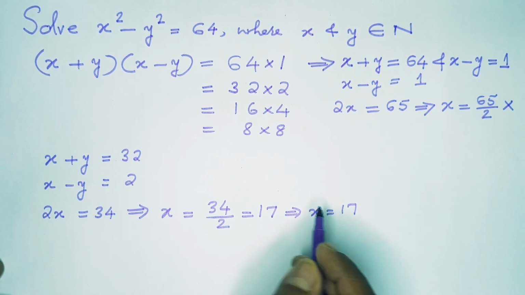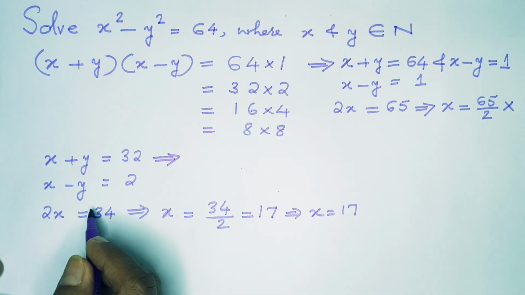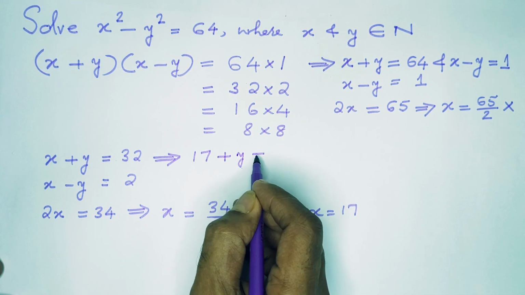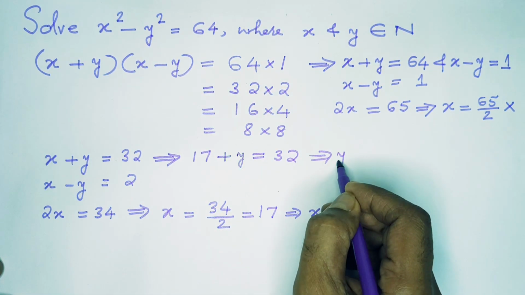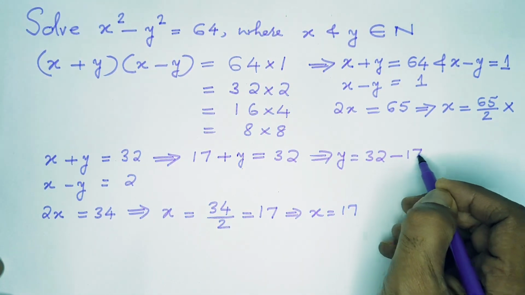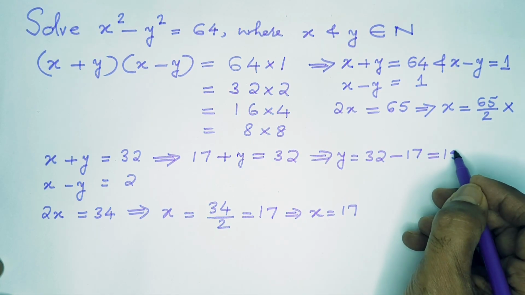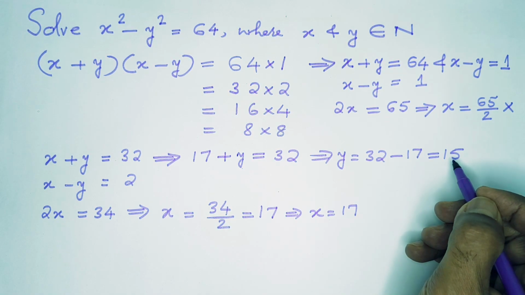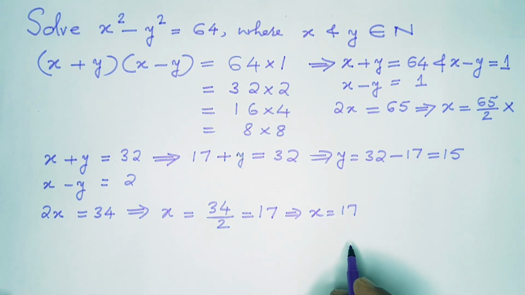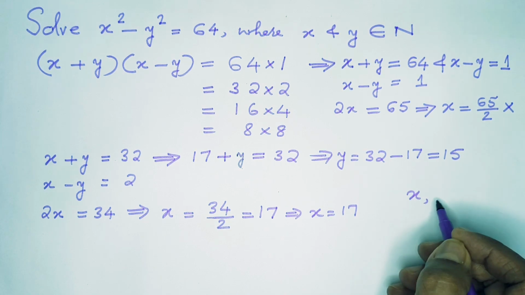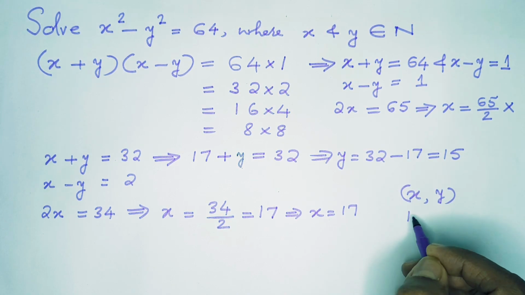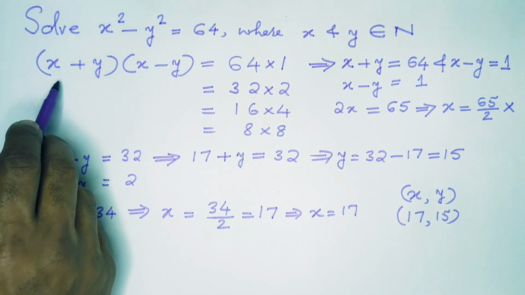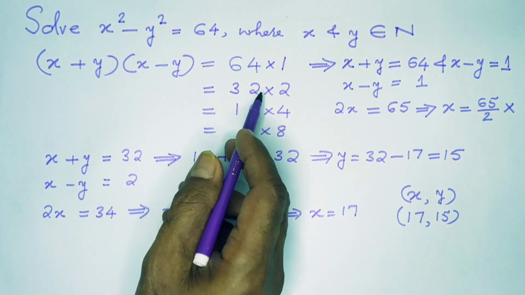Let me plug in x equal to 17 in the first equation, either in the first or in the second, to get y. Then you will have 17 plus y equal to 32. So y is equal to, take 17 to the right side, 32 minus 17, which is equal to 15. So y also turns out to be a positive integer, a natural number. So both the solutions are acceptable. Let me write x, y as a pair: x is equal to 17 and y is equal to 15. So we got one pair of solution corresponding to 32 multiplied by 2.